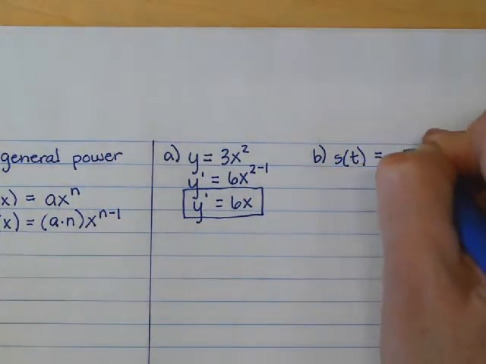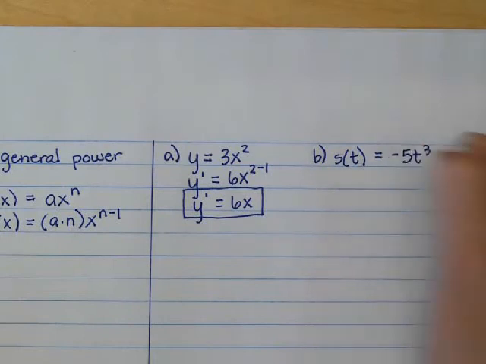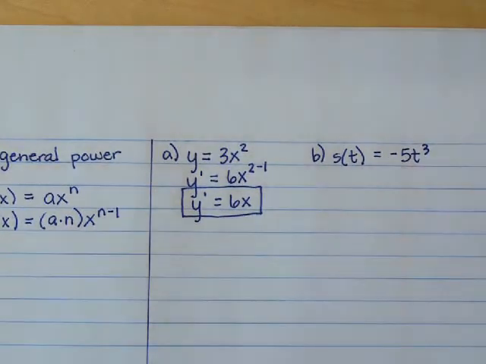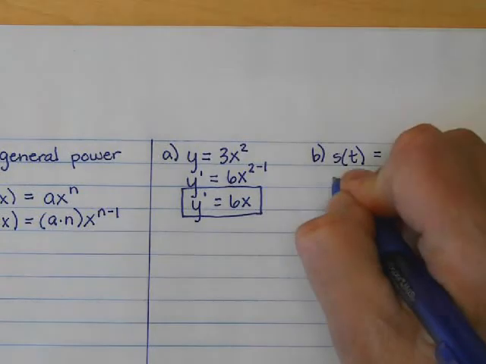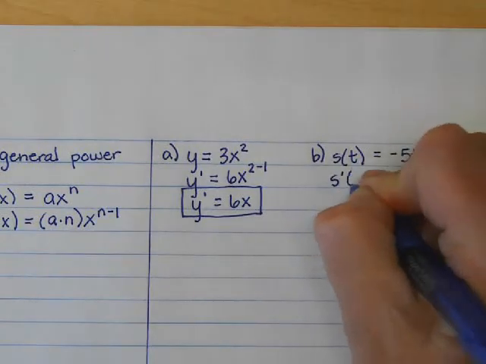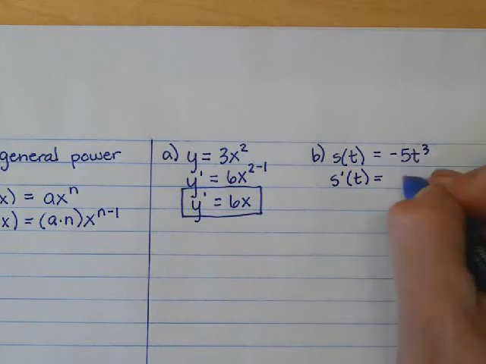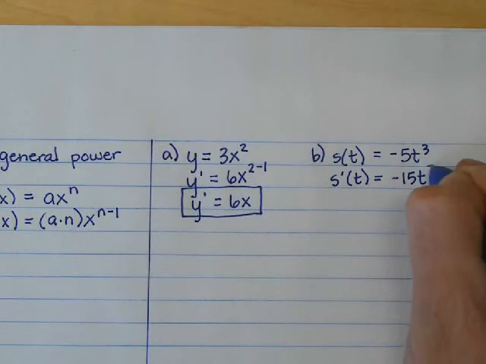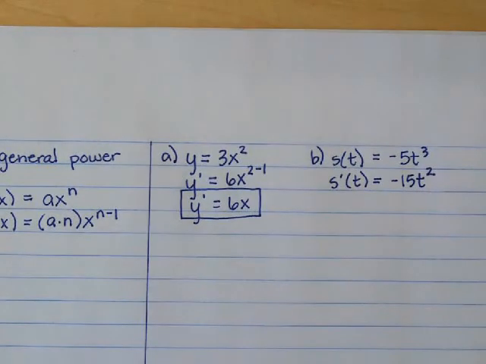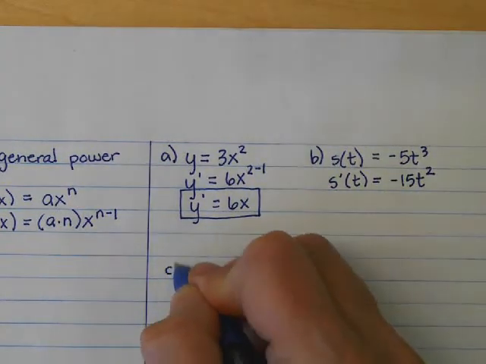Okay, let's say we had something like this. And we're going to see a lot of stuff with this s of t. We're going to call that the position function once we start working with velocity and all of that. Well, the derivative of that function, 3 times negative 5 is negative 15. 3 minus 1 is 2.